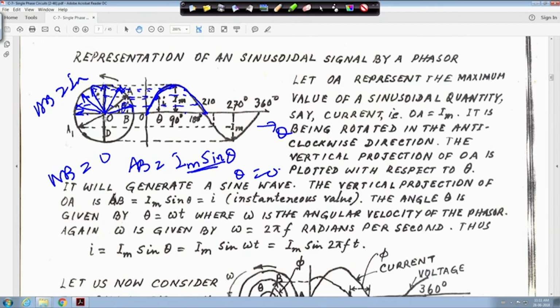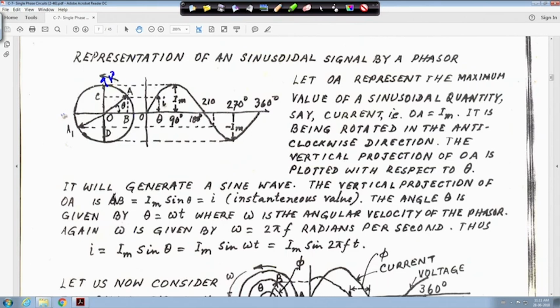Finally, OA is rotating, so it will move this way. This is my 90 degrees, this is my 180 degrees, this point is 270 degrees, and finally this point is 360 degrees. When you are coming to this side, this value will become negative. So for this point it will be somewhere here, and up to 360 degrees, it will be a sinusoidal signal generation.